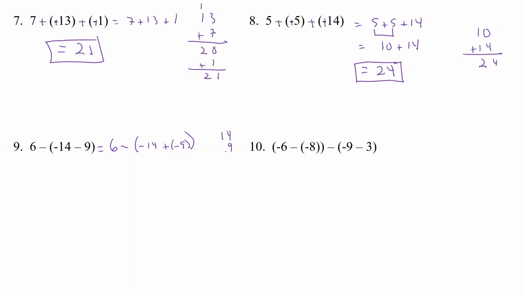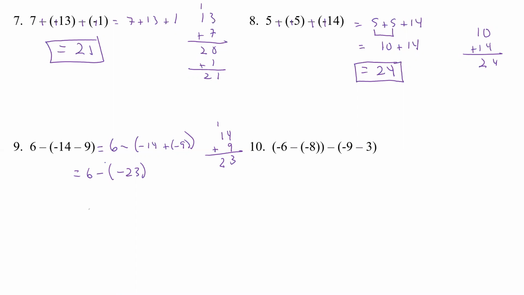14 plus 9. Well, 9, 10, 11, 12, 13. Carry 1. That becomes 2. Remember, we're adding. And so this becomes 6 minus. And inside here, it's 23. But our signs are both negative, so it's a negative 23.